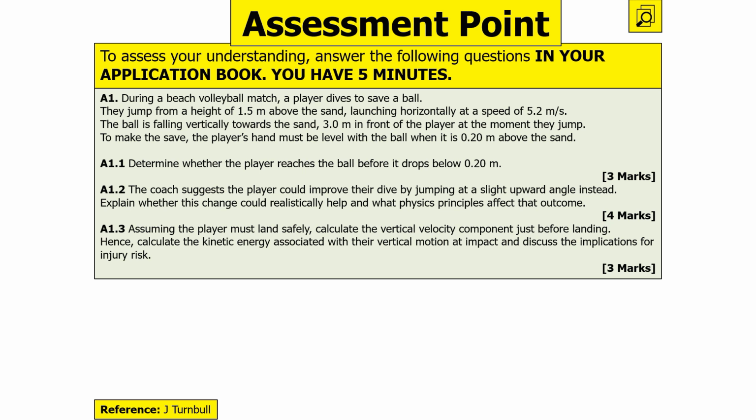The coach suggests that the player could improve their dive by jumping at a slight upward angle instead. Explain whether this change could realistically help and what physics principles affect that outcome. Then, assuming the player must land safely, calculate the vertical velocity component just before landing. Hence, calculate the kinetic energy associated with their vertical motion and impact, and discuss the implications for injury risk. So pause the video now, then unpause the video when you want to go through your answer.